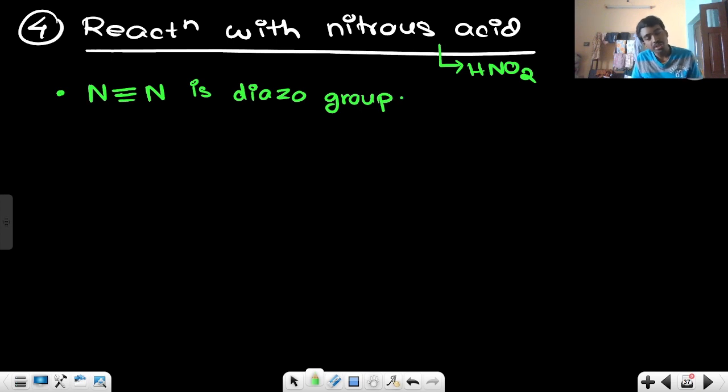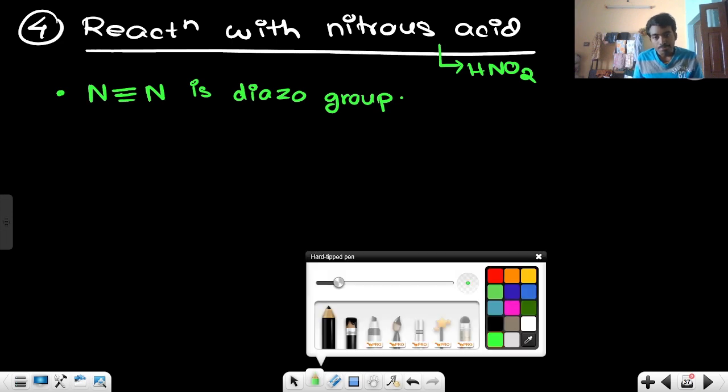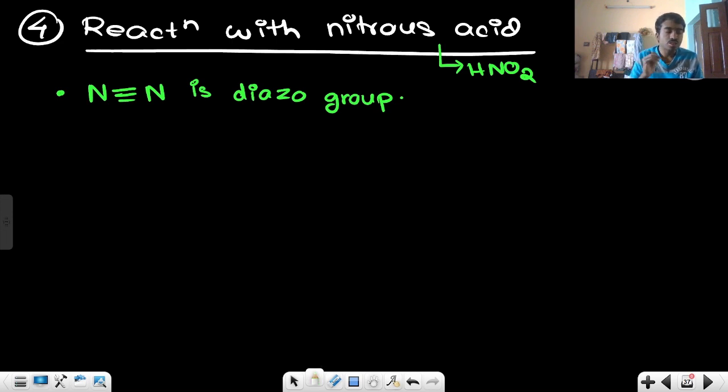Okay, so you will find N triple bond N Cl minus plus minus. This will be the diazo group. Now, under this reaction with nitrous acid, we will be seeing 1 degree, 2 degree, 3 degree, because the reactions are different for that. So first let us see the primary amine.